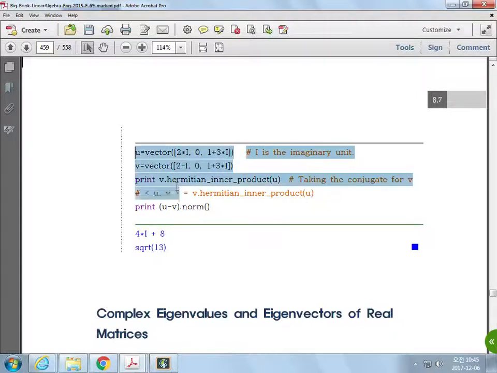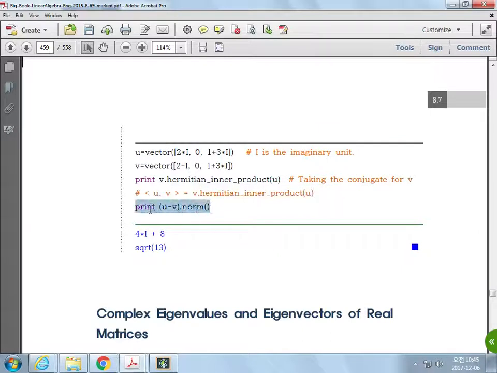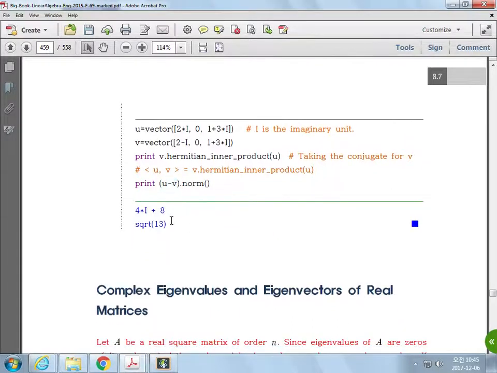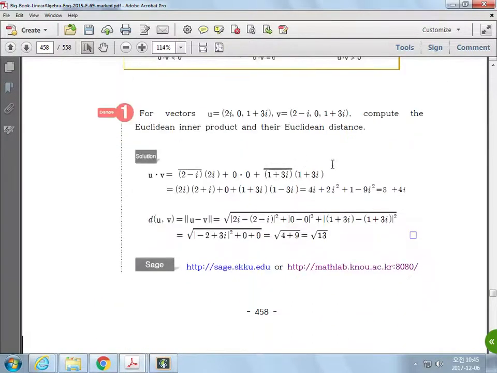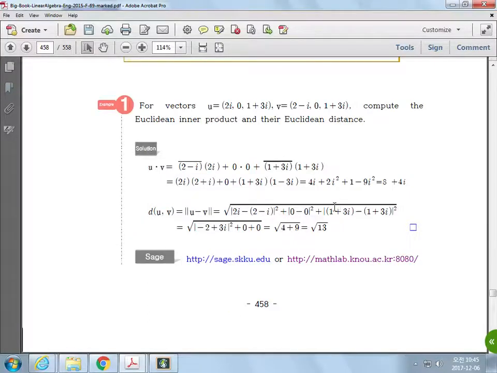This is the code for finding the inner product of the two given vectors, the norm of the given vectors, and the distance between two given vectors. Okay. As you see, those answers are exactly the same as what we found by hand.